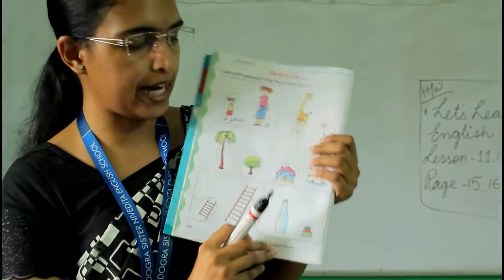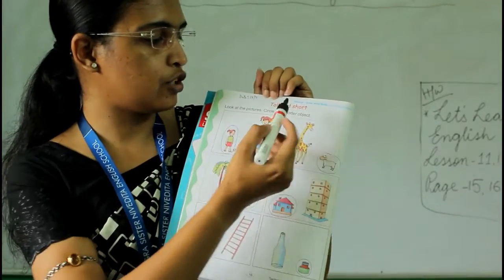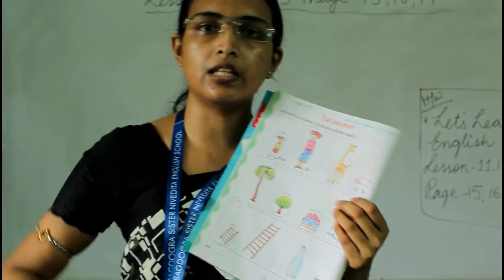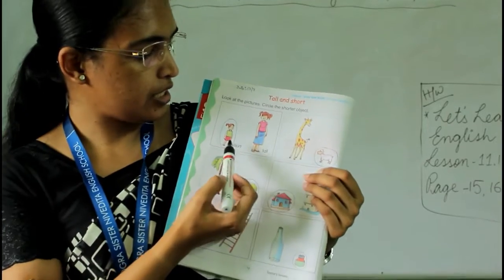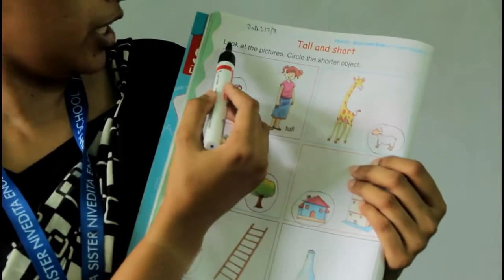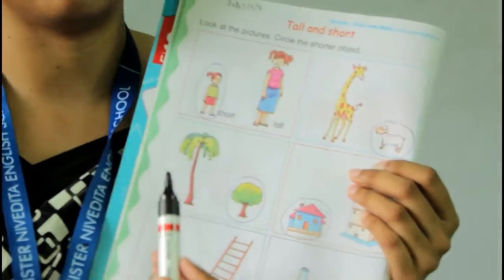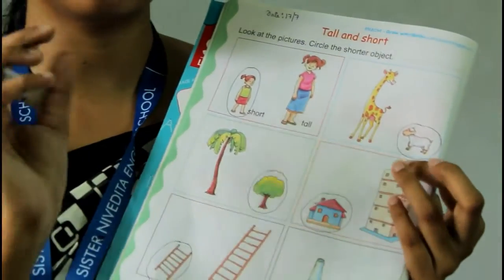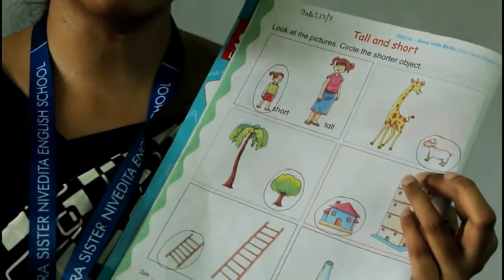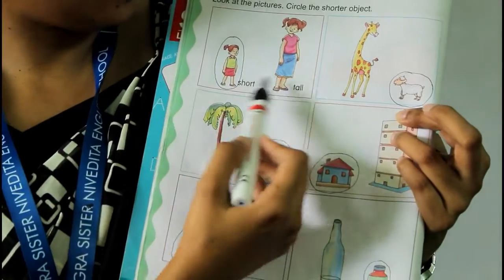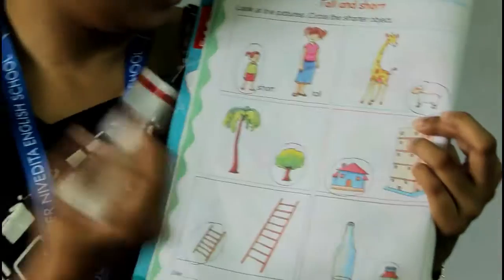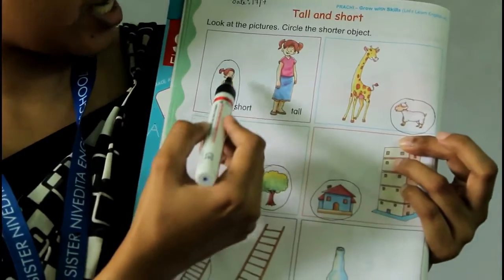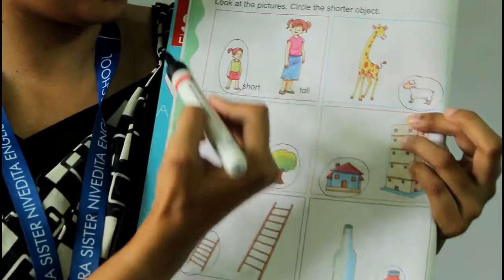Now done the page. Come to the next page, that is page number 16. Now here the topic is tall and short. Tall means lamba and short means chota. Okay. Now look here, there are two girls. The question is look at the picture, circle the shorter object. So we have to find out the short one and we have to circle the short object. So here are two girls. One is short and another one is tall. So which one we have to circle? Yes, the short one. So circle this short girl.